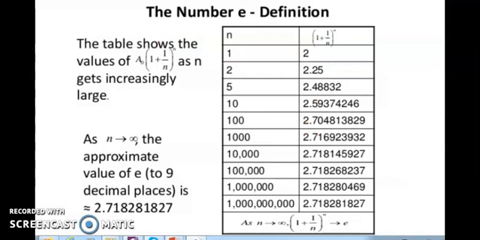Now you're very much clear with this table. It's given in your book. The table shows the value of A0, that is 1 plus 1 over n raised to n, as n gets increasingly large. As n approaches infinity, the approximate value of E to 9 decimal places is approximately equal to 2.718.